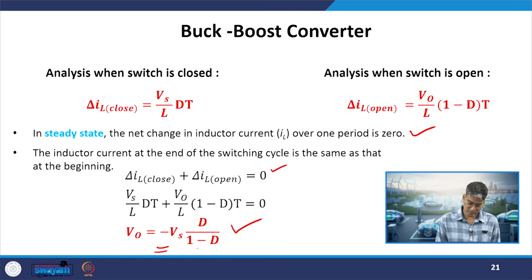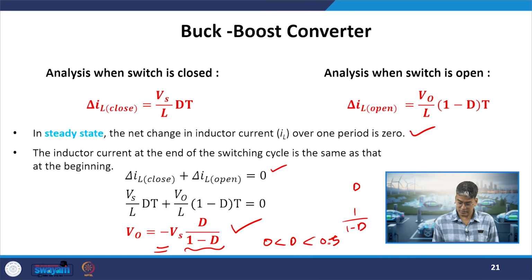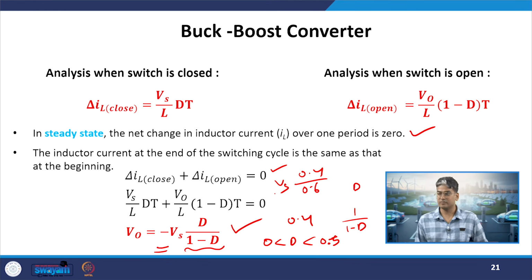Now, this duty ratio term. If you see the relation of your input and output voltage, the duty ratio term we have got is d by 1 minus d. For the buck converter we had only d, for the boost converter we had 1 by 1 minus d. In this case we have a combination of both of them. So, if I replace any value between 0 to 0.5, suppose it is 0.4, then 0.4 by 0.6 times Vs gives me the output voltage. So, it is 4 by 6 Vs, which is less than my input voltage.